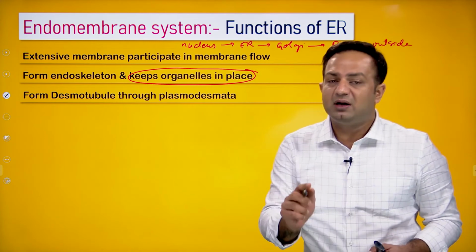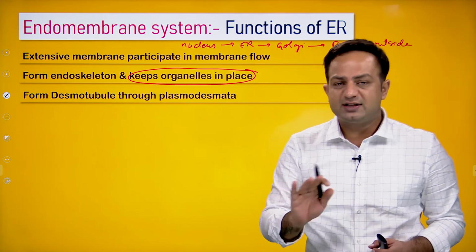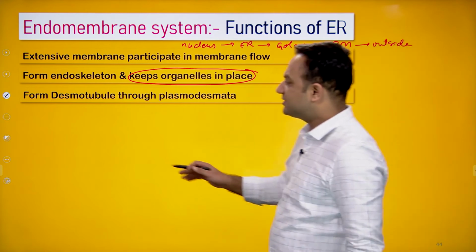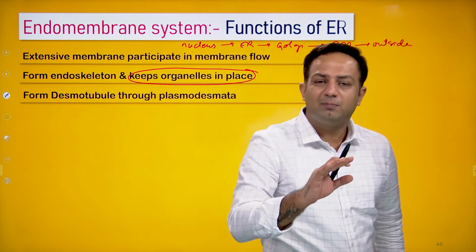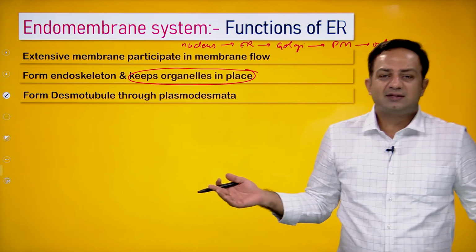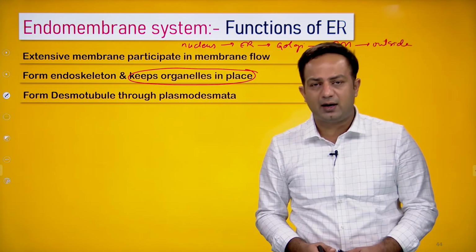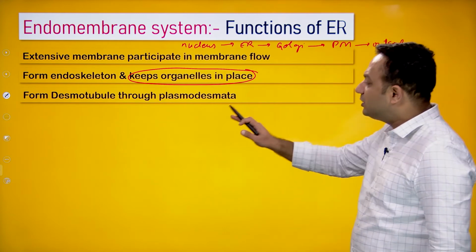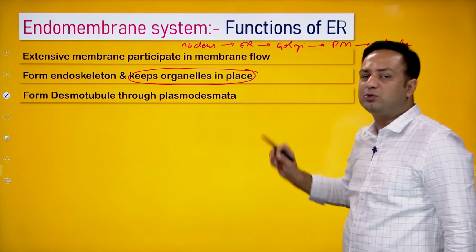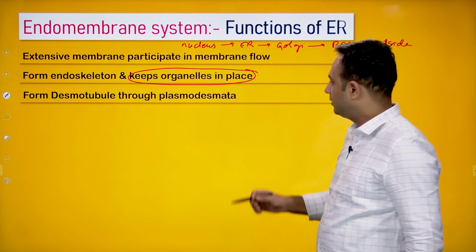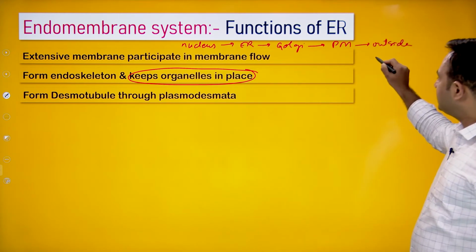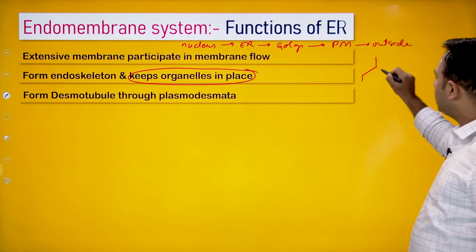And as I told you about plasmodesmata, the protoplasmic bridges that cross the cell wall. Remember which one? Middle lamella and primary wall, not the secondary wall. Remember that one. The cells which form the secondary wall need not have plasmodesmata in them. Why? Because they are dead. No interaction is required. The continuity of the membrane through the plasmodesmata is called the desmotubule.